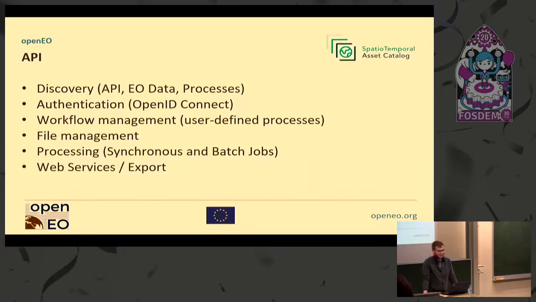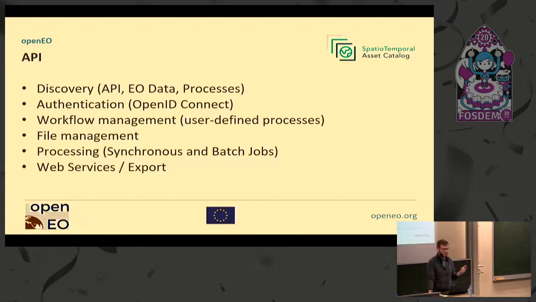So the API, the translation layer in between, offers the following functionalities. Of course, first it needs to give you the basic information. So it's giving access to discovery things like, for example, how the API works, what it supports. The EO data that you can use in these workflows is exposed via Stack collections and Stack API. And then the processes, which is basically just a list of processes that is supported by the backend. Then it supports, of course, authentication with OpenID Connect.